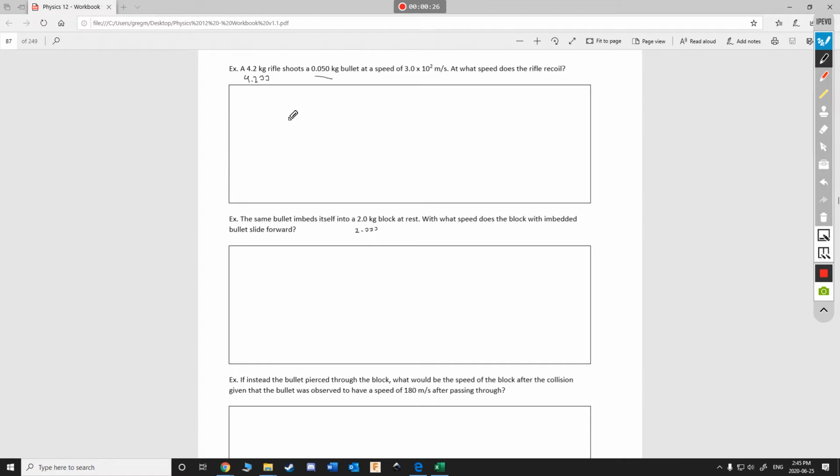Okay, so initially we have this gun. I don't know how to draw that gun, but it looks like a gun. And there's a bullet inside it. After we fire that gun, the bullet is outside. So the momentum before equals the momentum later on. Initially, the rifle and the bullet are together, so we have a mass of 4.250 kilograms, but it has a speed of 0 meters per second. So our initial momentum is actually 0. So the momentum of the bullet to the right, as a result, is going to have to equal the momentum of the gun to the left.